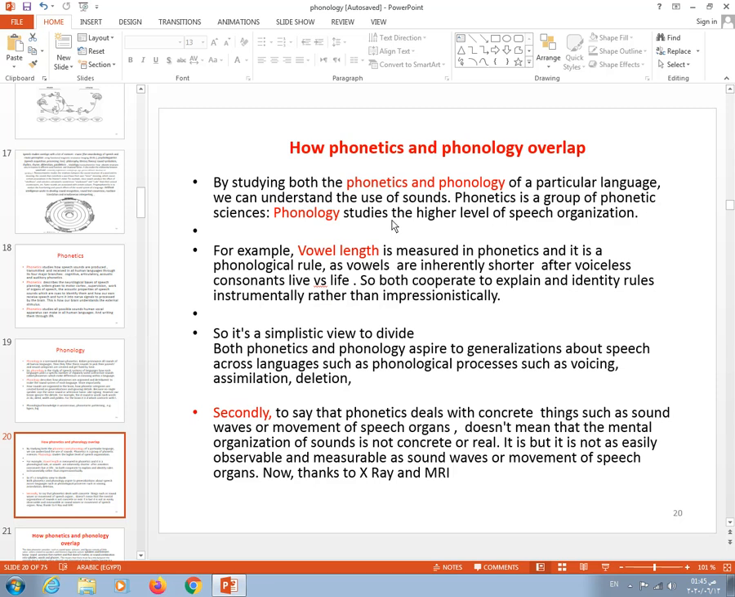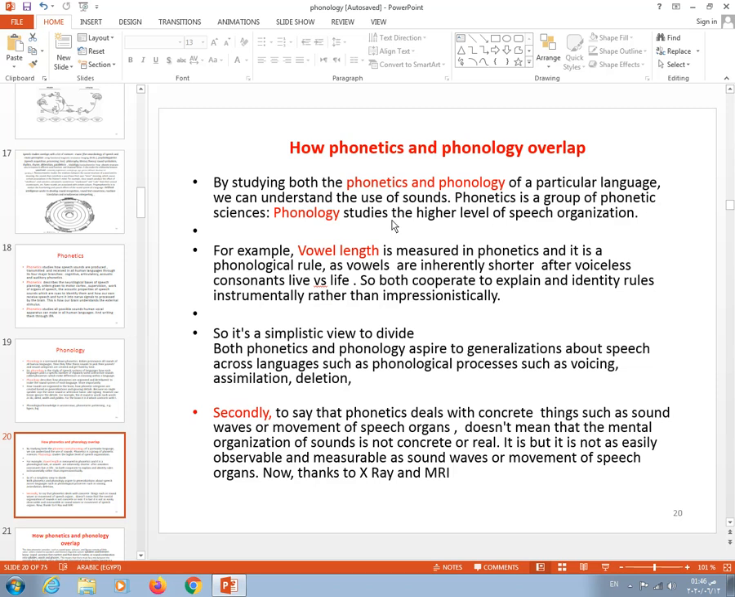So both phonetics and phonology cooperate in order to explain and identify rules instrumentally rather than impressionistically. If we listen to live and life, we can say impressionistically that live is longer and life is shorter. But phonetics, especially acoustic phonetics, helps us to do that instrumentally and give data and figures and spectrograms and so on. So it's a simplistic view to divide them.